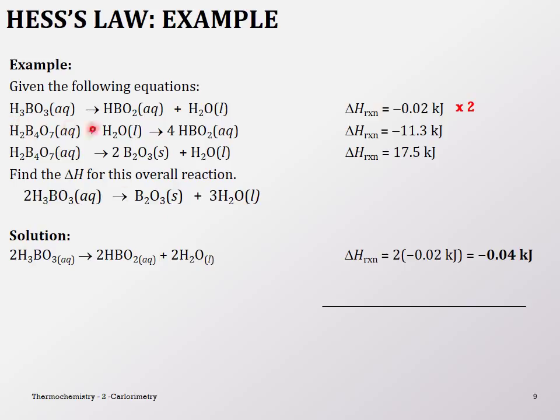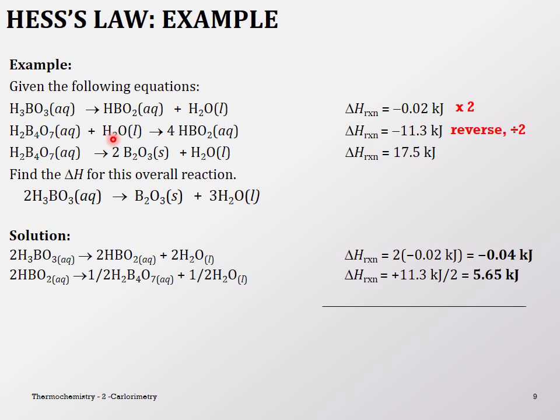For the second equation, where we have HBO2, remember, HBO2 is not part of a product, and neither is this. However, we do have water as part of a product. Which means that what we can do is reverse this and divide it by 2. So in that case, we will have 2 HBO2 over here.